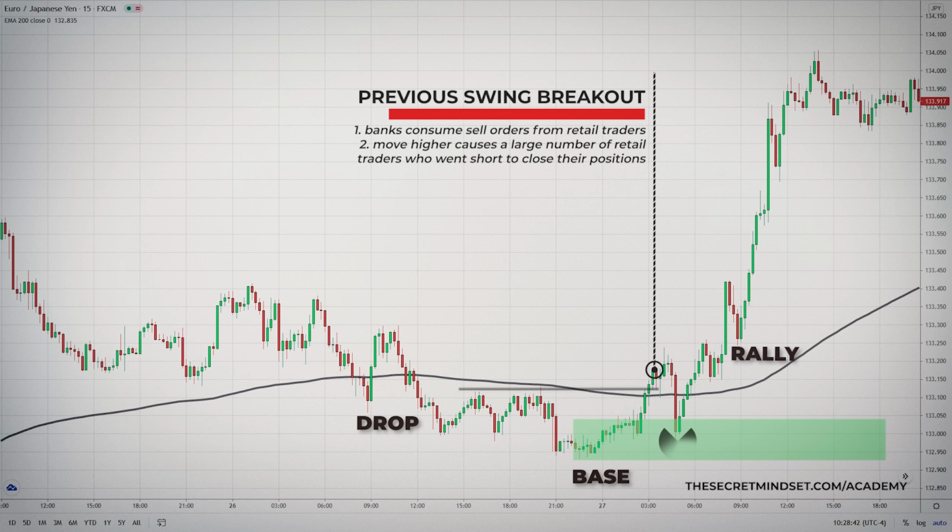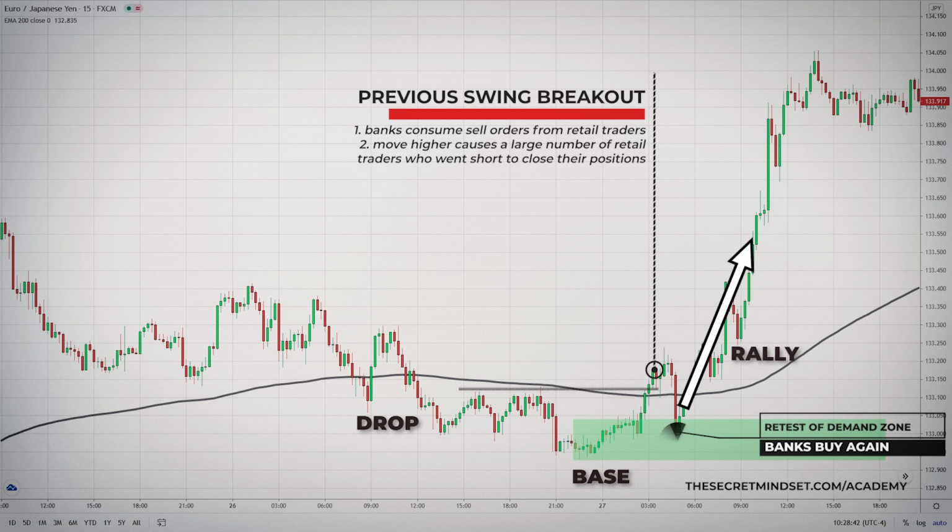This drop causes a lot of retail traders to start shorting, thinking the move higher was simply just a pullback to the downtrend. When the market comes into contact with the demand zone, which was created by the first phase of buying, the banks buy again. If the banks didn't buy and the market fell below the demand zone, then they would have been put at a loss on their positions and would have to liquidate their buy trades. Of course, it's highly unlikely for this to happen because the banks always make sure to plan their trades in advance.